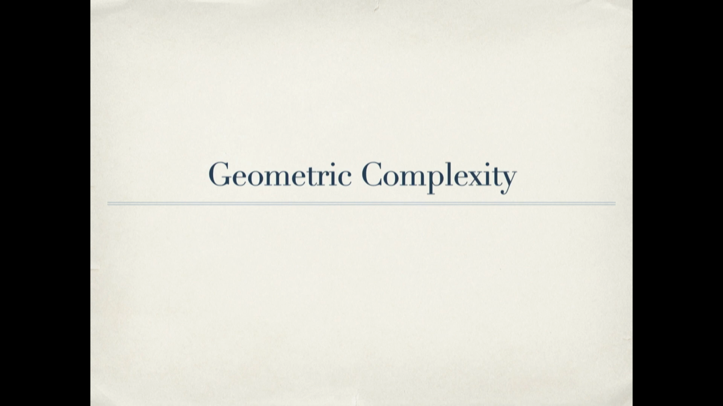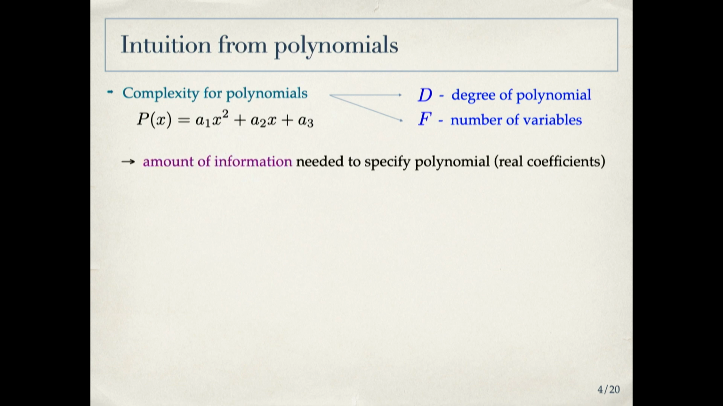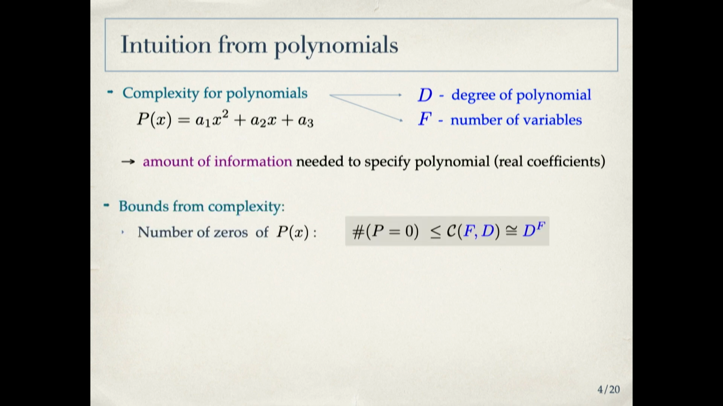Nevertheless, I want to start as simple as possible to give you an idea of what this really means. Let's think about the complexity of a polynomial. There is a natural way of thinking about the complexity of a polynomial by just asking what is its degree d or the number of variables f. Roughly speaking, this gives you the amount of information, namely the amount of real coefficients you have to specify. But this complexity also can be used to bound, say, the number of zeros of this potential.